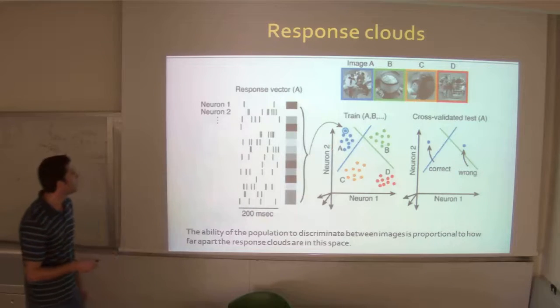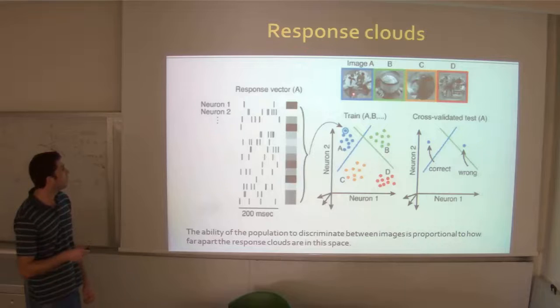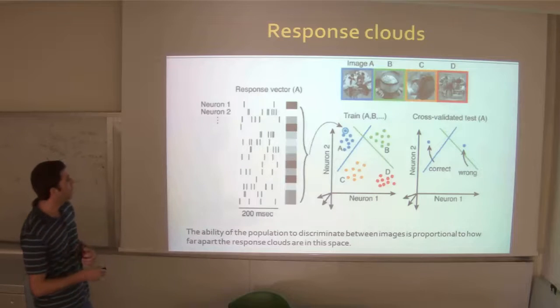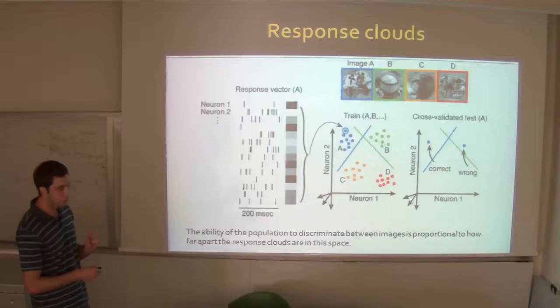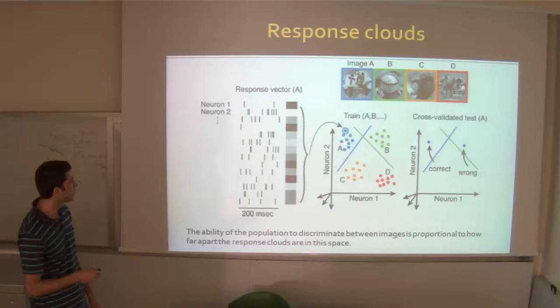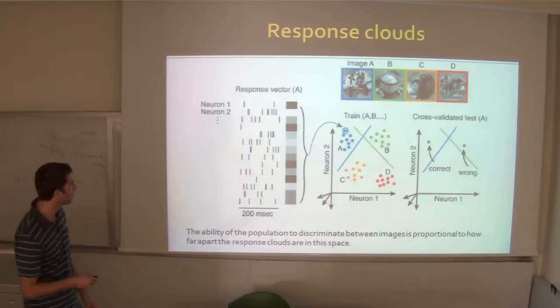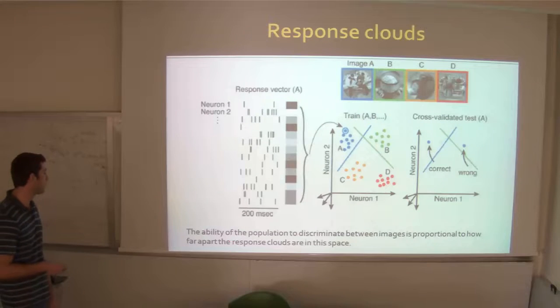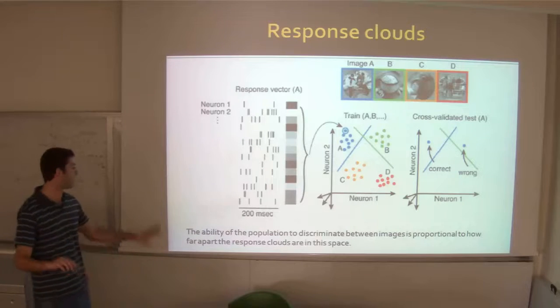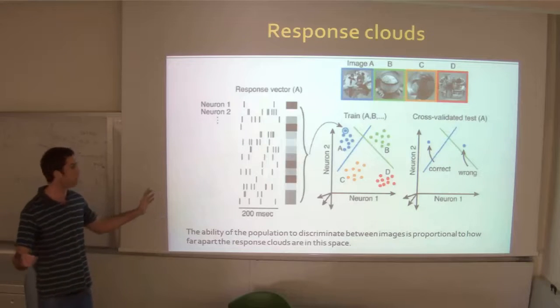And why do we get response clouds? Because we can let the monkey see this image A, but because the neurons are believed to be noisy, each time we get a slightly different point, and that produces these clouds, for a given image. These all correspond to A, these to B, and so on. And the ability of the population to discriminate between the images is proportional to how far apart these response clouds are in this n-dimensional space.